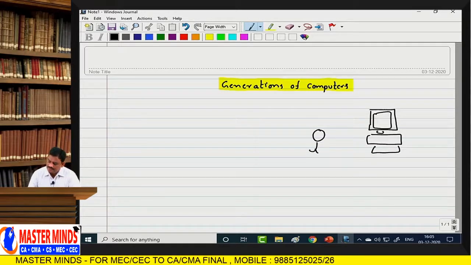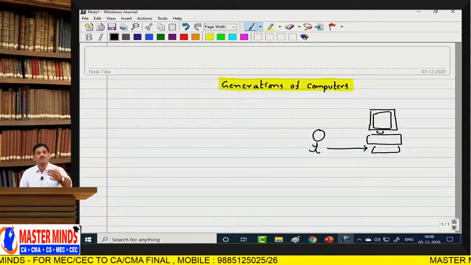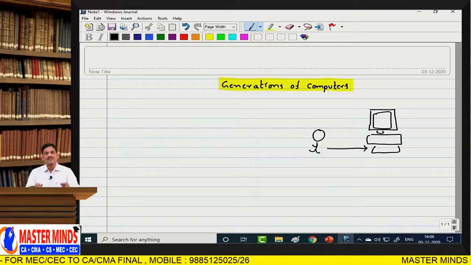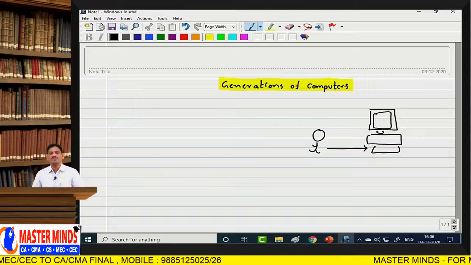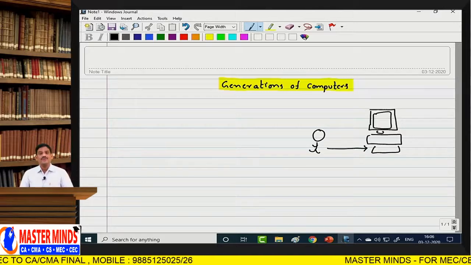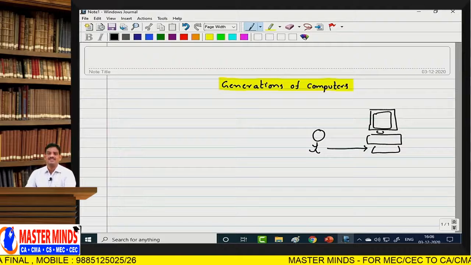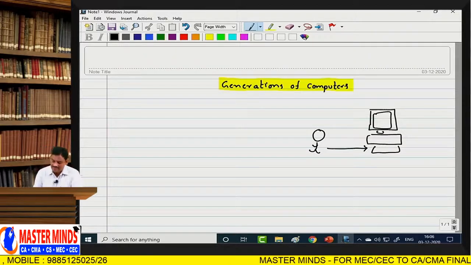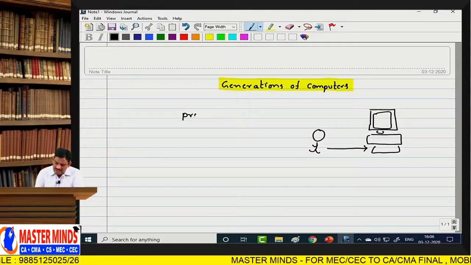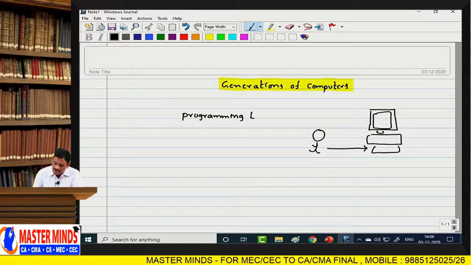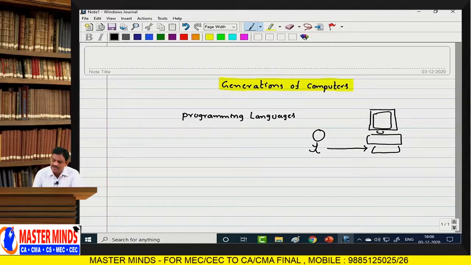Here we have a user. The user wants to communicate with the machine. Telugu, English or Hindi, these languages may not be suitable. For that, what do we require? We require programming languages. Programming languages provide communication between the user or programmer and a computer.